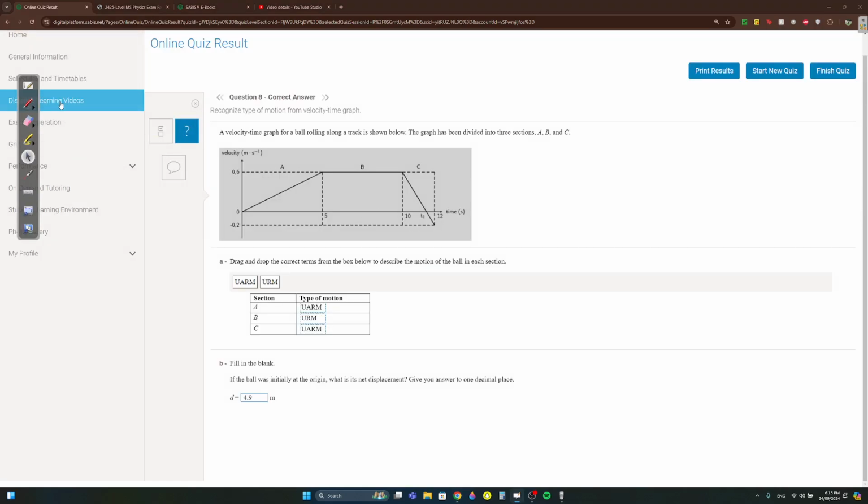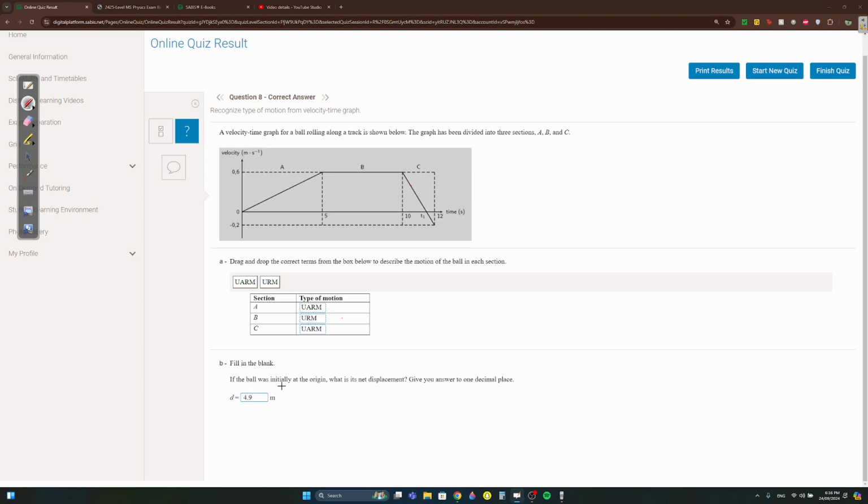Okay, drag and drop the correct phases of motion. This is a VT graph. If velocity is increasing at a constant rate in a straight line, surely UARM. If velocity remains constant, surely URM. If again velocity is decreasing or changing with a constant rate, again UARM.